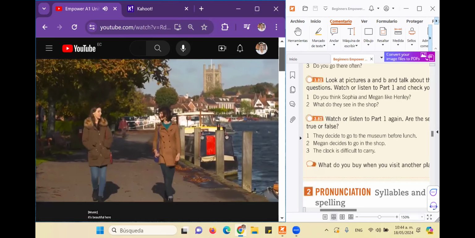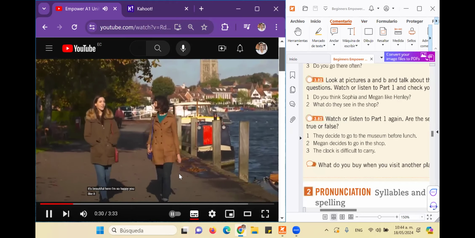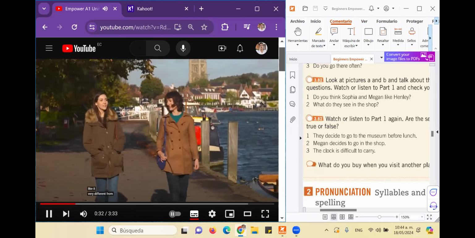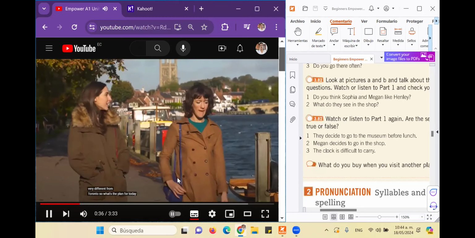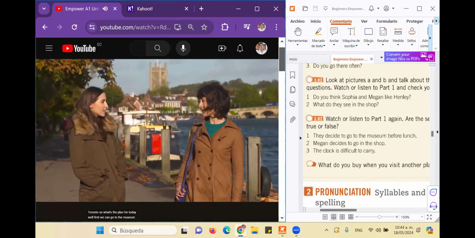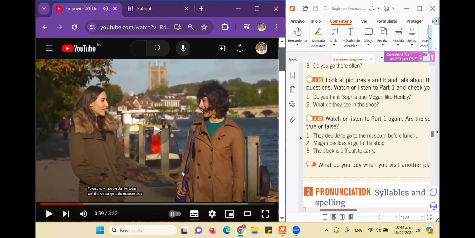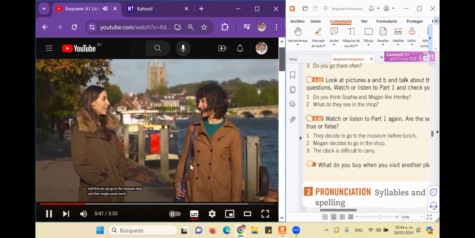It's beautiful here. I'm so happy you like it. Very different from Toronto. So, what's the plan for today? Well, first we can go to the museum. Okay, and then maybe some lunch. Lovely.